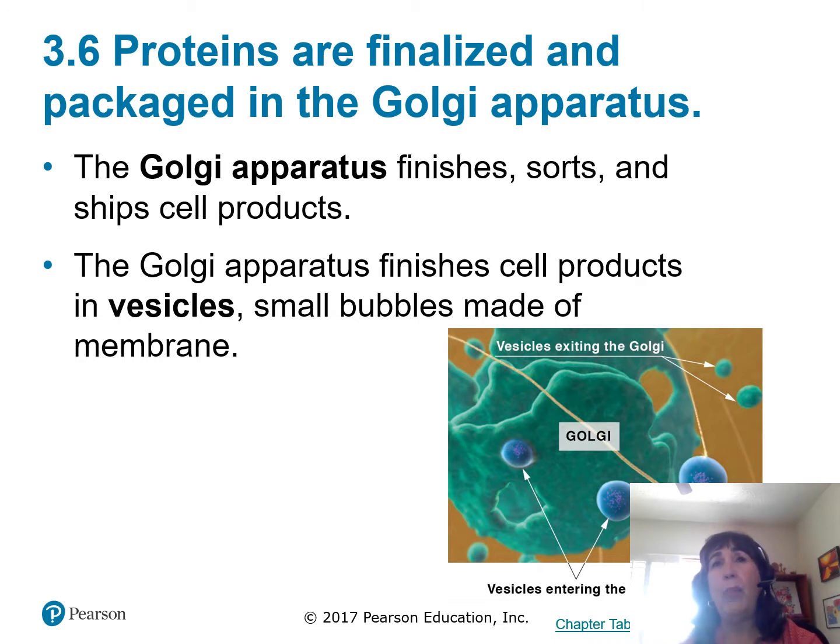The Golgi apparatus finishes, sorts, and ships cell products. So that's just like the postal service that we have in any city. It takes our mail or our packages, it sorts them, it puts labels on them, and sends them to the appropriate place. And so does the Golgi apparatus in the cell.